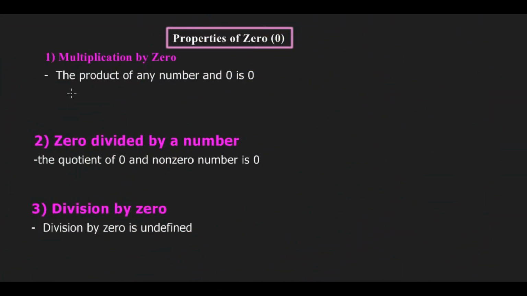Hello everybody, today's lesson is about properties of zero, and that helps us to multiply and divide zero with another number, or another number with a zero, and so on. Let's start with multiplication by zero.